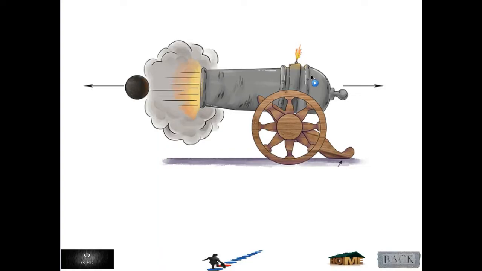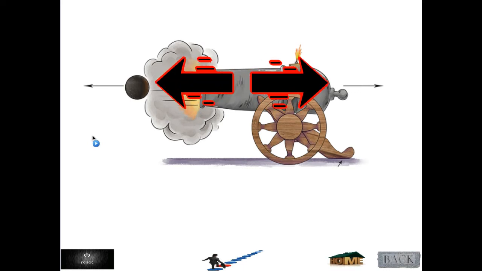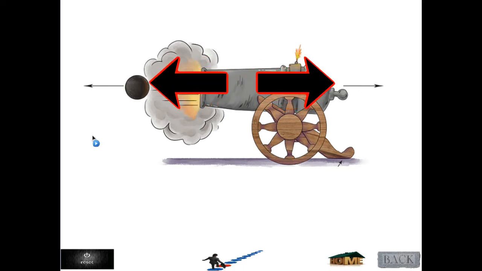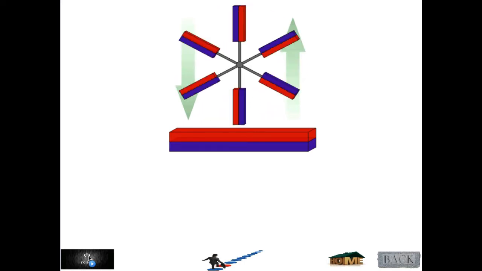The cannon applies a force on the shell. Simultaneously, the shell pushes the cannon backward in a reaction force. Here we can see interaction acting from a distance.